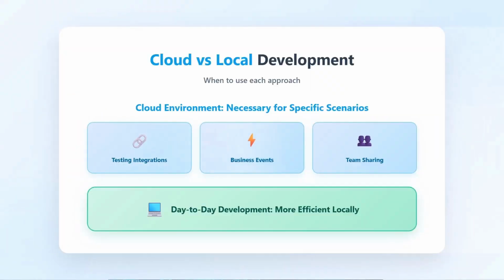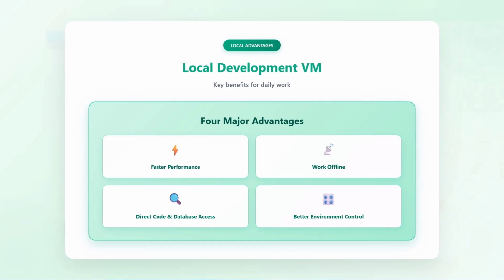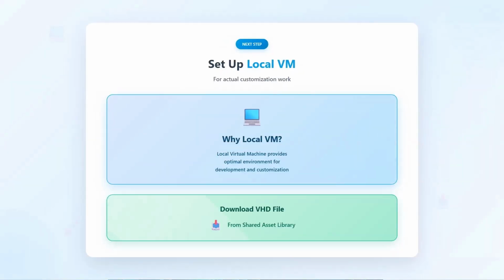While this cloud environment is necessary and will be useful for certain scenarios, like testing integrations, accessing business events that require cloud connectivity, or sharing environments with team members, day-to-day development work is typically more efficient on a local machine. A local development VM gives you faster performance, the ability to work offline, direct access to code and databases, and better control over the development environment. That's why we'll now set up a local virtual machine for our actual customization work.